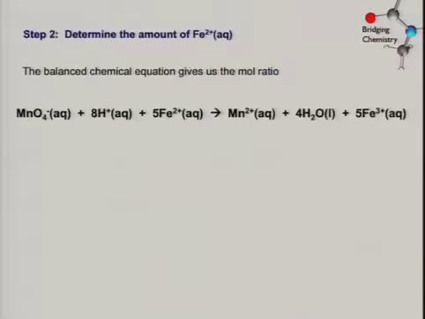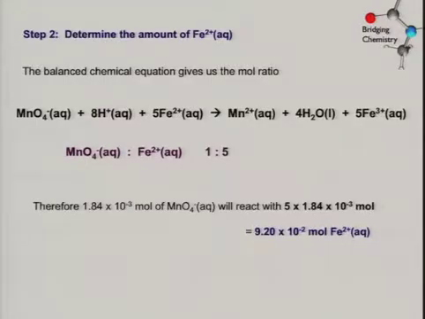If we want to work out the amount of iron 2 plus that amount of permanganate reacted with, we need to go back to our balanced chemical equation and look at the ratios of the stoichiometric coefficients for the permanganate and the iron 2 plus. What the equation tells us is that each time a permanganate ion reacts, it reacts with 5 iron 2 plus ions. Right? It's a 1-to-5 ratio in the balancing. So that means whatever the amount of permanganate is, it must react with 5 times that much iron 2 plus.